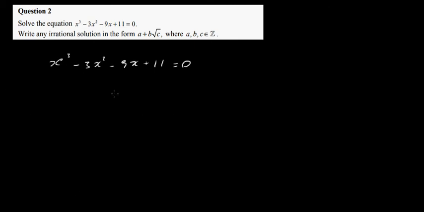Now we can see here it says write any irrational solutions in the form a plus b root c, where a, b and c are integers. So we know at some stage we're probably going to have to use the quadratic formula here. But let's start anyway. With cubic equations, what you've really got to do is guess the root, try it out and see does it work.